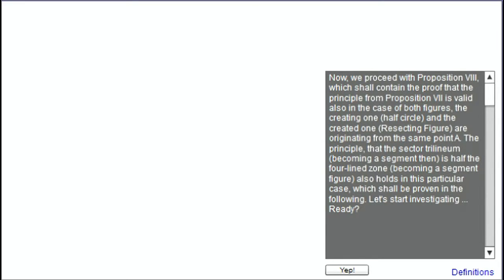And proposition 8 can be understood as an extension of proposition 7, where we prove that the same relationship which was proven in proposition 7 is actually valid for two other areas concerning the semicircle and the resecting figure. And this shall be proven with the same type of indirect proof which was applied in proposition 7.